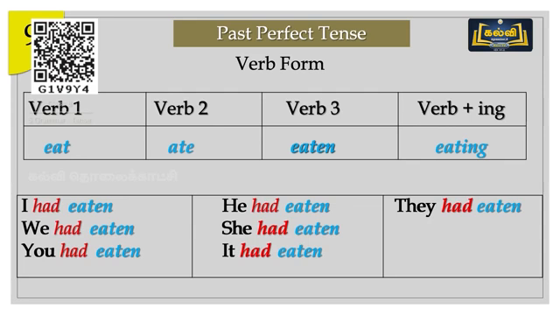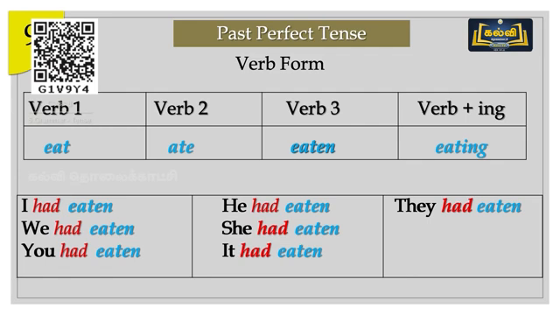Past perfect tense. First, look at the verb forms of past perfect tense. You know the common verb forms: verb 1, verb 2, verb 3, and verb plus ing. For the perfect tense, we are going to use only the verb 3 form. For all the three perfect tenses, present, past, future, we'll use verb 3 form, but the auxiliary verb will change. Verb 1, eat; verb 2, ate; verb 3, eaten; verb plus ing, eating. As usual, all the pronouns: I, we, you, he, she, it, and they.